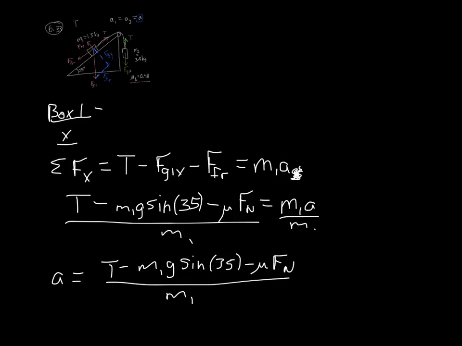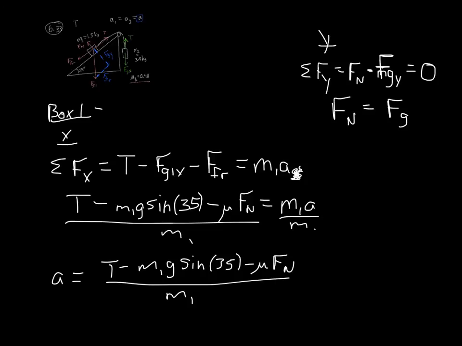And then I can look at the Y direction for box 1. In the Y direction, I know that the sum of forces in the Y direction is going to be equal to the normal force acting perpendicular to the incline minus mgy, the force of gravity in the Y direction, FGY. And that's going to have to be equal to 0 because this box isn't bouncing up and down as it goes along the incline. So the normal force is going to be equal to the force of gravity in the Y direction. And we can expand that outwards so that the force of gravity in the Y direction is going to be mg times the cosine of 35.